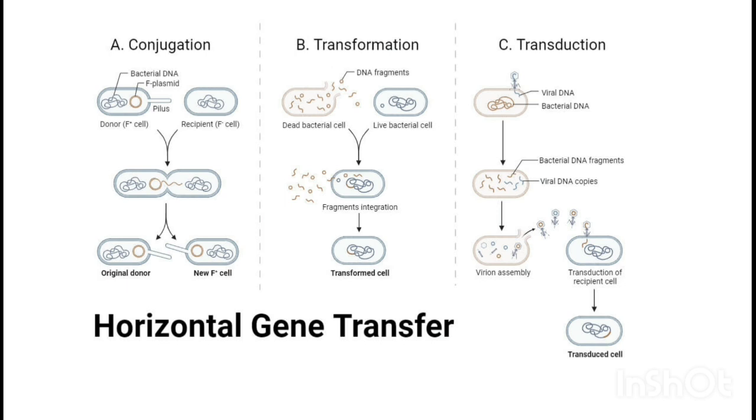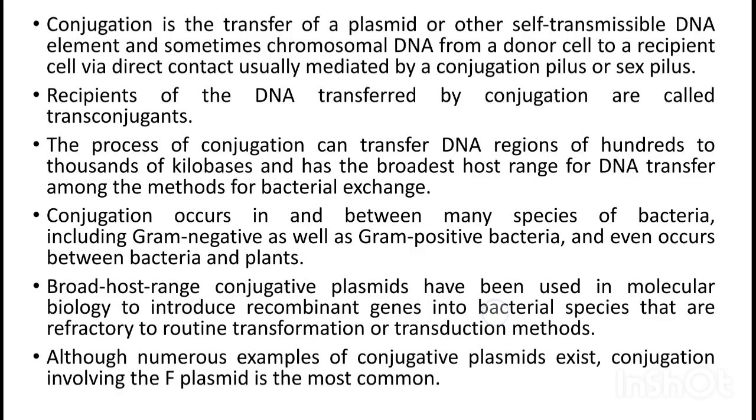And transduction, where also there is no physical contact, but a bacteriophage is involved, which helps to transfer the DNA from one bacterium to another bacterium. So basically these are three different modes of horizontal gene transfer in bacteria. Because they lack true sexual reproduction, they have parasexual reproduction, and these are three methods of this parasexual reproduction. Today we will discuss only conjugation.